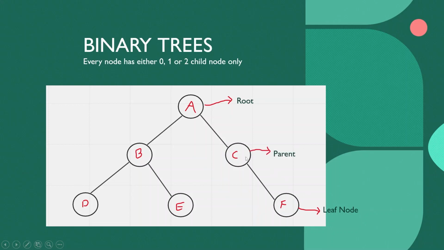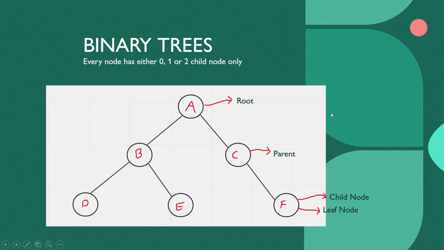Now we have a parent node here. How can C become a parent? C can become the parent of F if F is a child node. So A can become a parent of B and C, B can become a parent of D and E, and C can become a parent of F. So this is how this works.